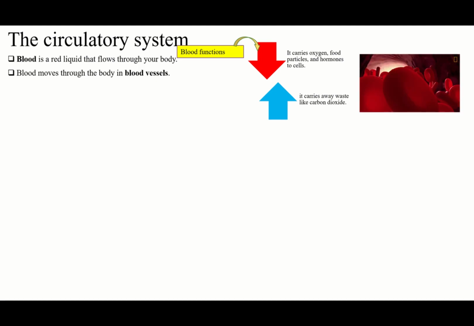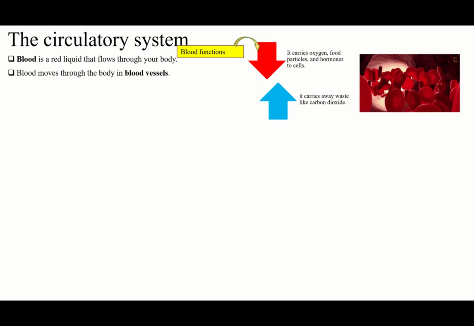What about blood moving through the body? Where? In blood vessels. Okay, the blood moves through the body in blood vessels. So let's see, what are the blood vessels? As we said, we have three main parts of the circulatory system, which were the heart, the blood, and the blood vessels. Now we have blood vessels.